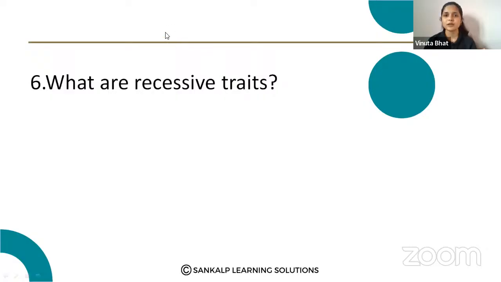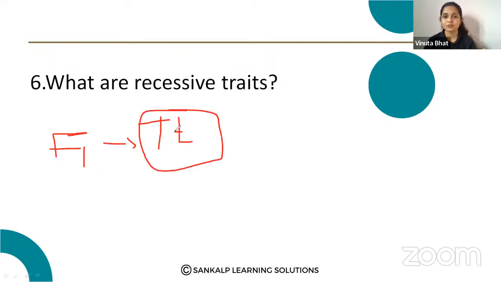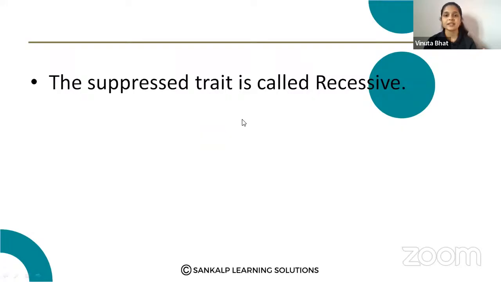Then what is recessive trait? For example, in the monohybrid cross, capital T and small t, in the F1 generation, capital T and small t, these are the plants formed in the F1 generation, right? Means tall plants. But here, this small t that is responsible for the short plant is not expressed. So this character is called a recessive trait, which is not expressed. The suppressed trait is called a recessive character. Okay.